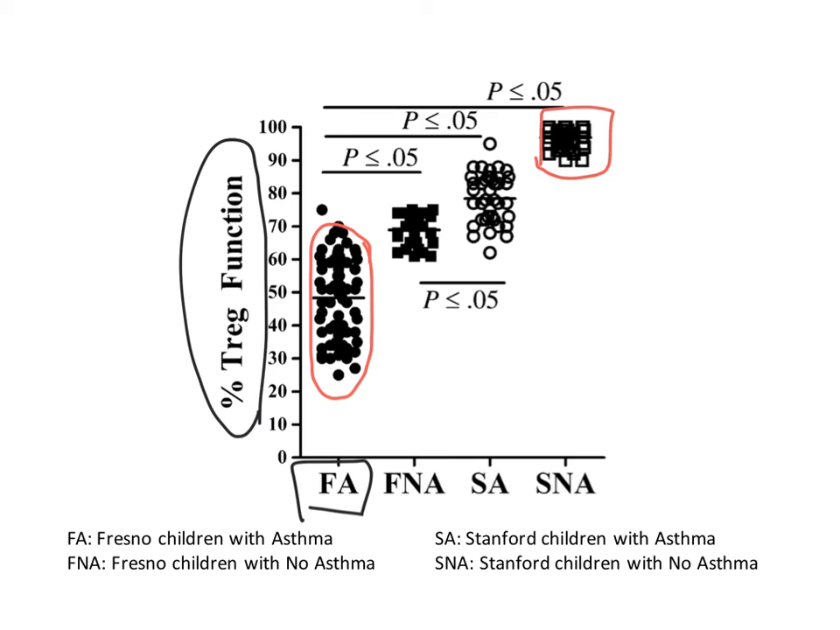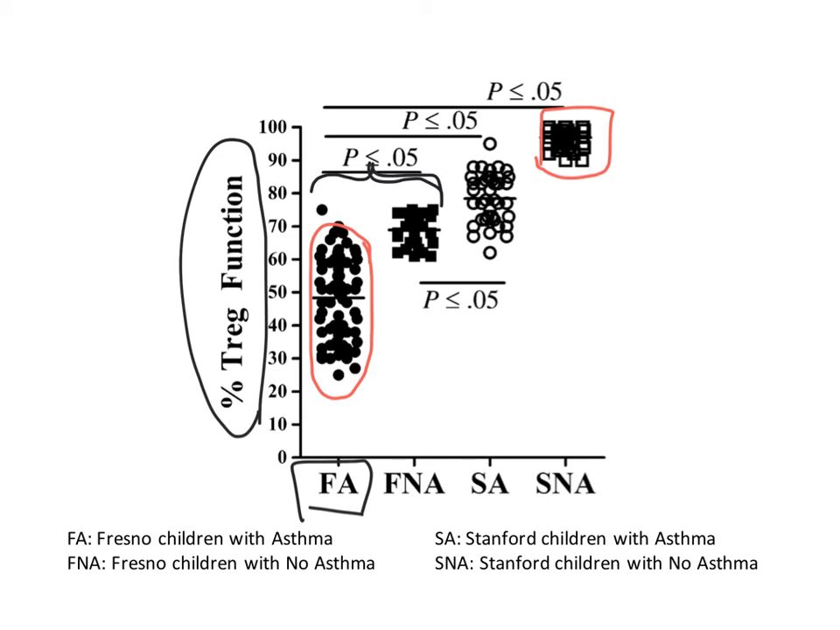So percent function in this group, Fresno kids without asthma, is higher on average than the kids with asthma. Statistically significantly different, or is it just chance? So what does it mean? What is this p less than 0.05 with this bar here? What does that mean? It's significant. What's this bar indicate? It's between these two groups.